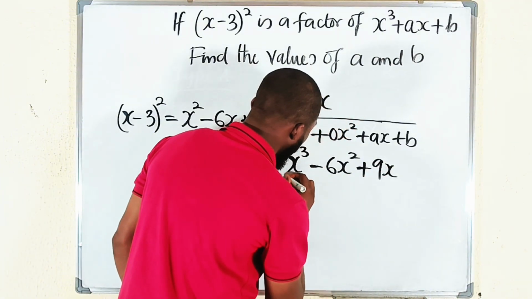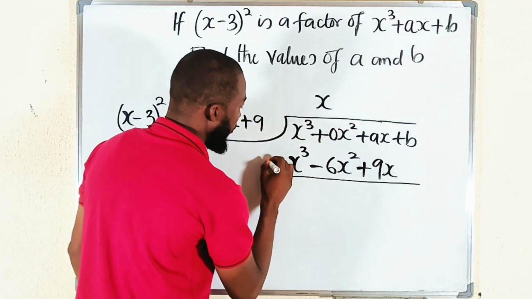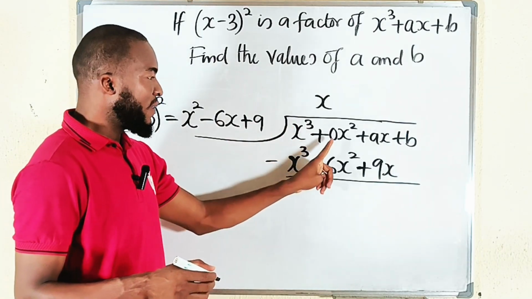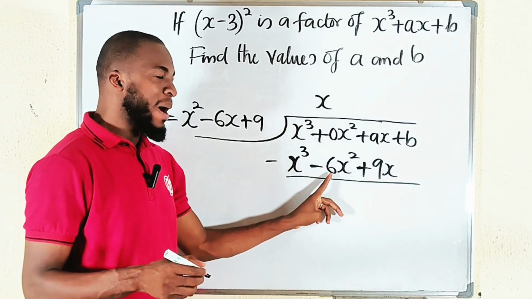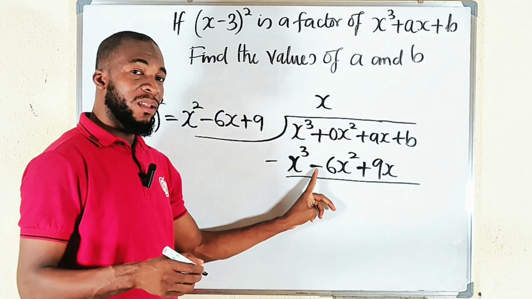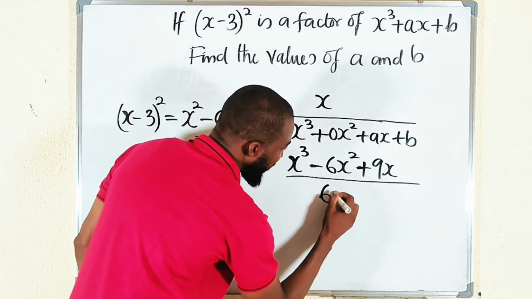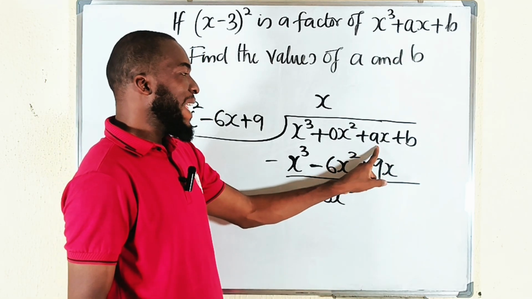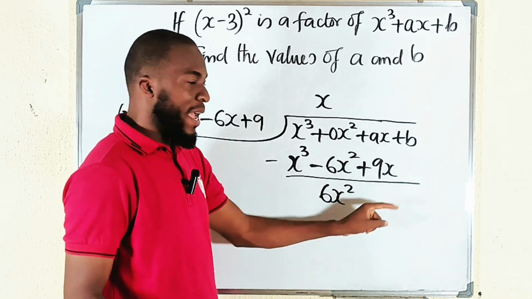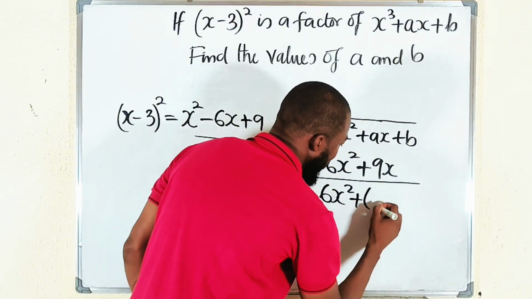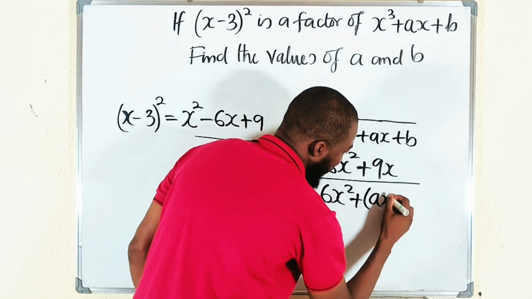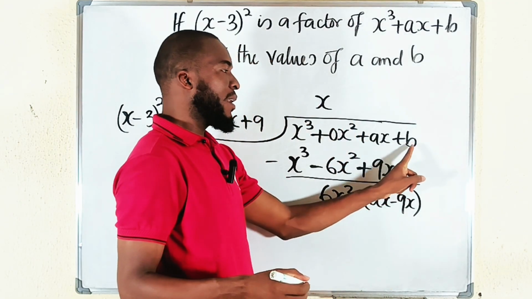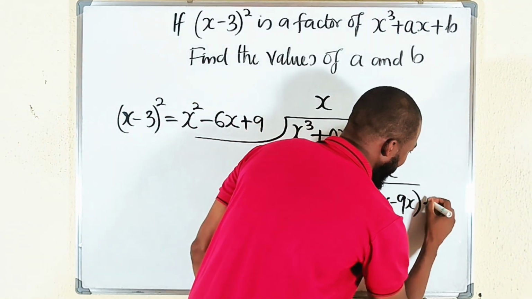Draw a line and subtract. We are subtracting. This minus this is 0. 0 minus negative 6x squared, minus will make this plus. So this is going to give us 6x squared. Then ax minus 9x. So let me even put that in bracket: (ax minus 9x). Then b minus nothing is b.